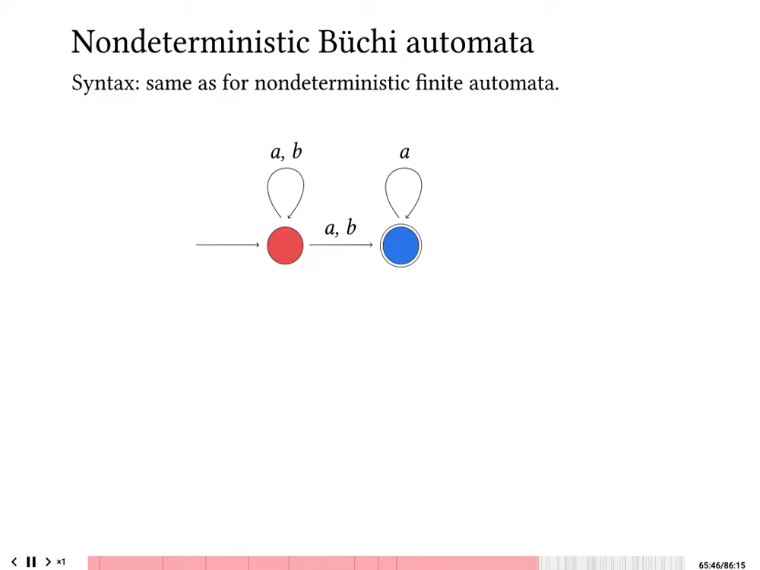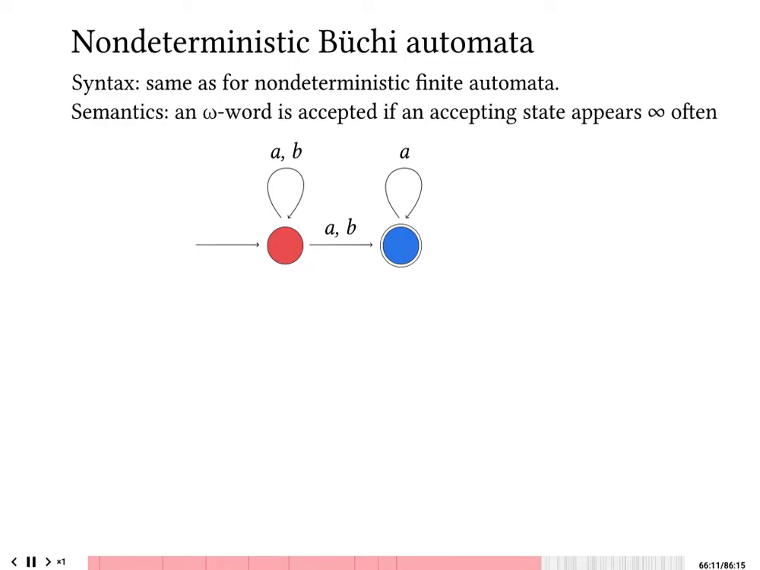In this case, the double circle indicates that only the blue state is accepting, but in general, it could be any subset of states. Likewise, initial could be any subset of states. And then you have the transitions of the automaton, and it is non-deterministic because, as you can observe, if you're in the red state and you read a letter A, then you can either stay in the red state or you can go to the blue state. So this is just an NFA, but the semantics are different.